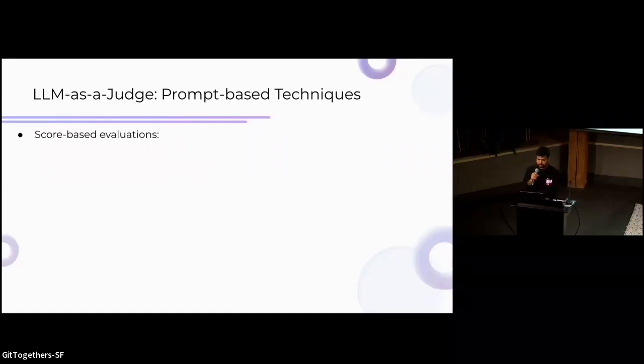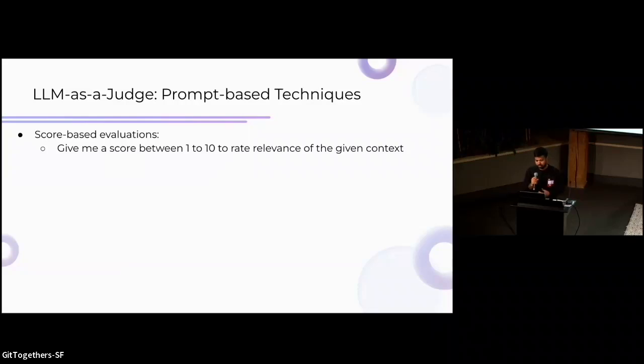The first one is score-based evaluation. It's simple: you give the data to your LLM and ask it to give you a score between 1 to 10, let's say, to rate the relevance of the given context, or the relevance of the given response, or the tonality of the given response. So you can configure what you want to evaluate upon. It gives back a score between 1 to 10.